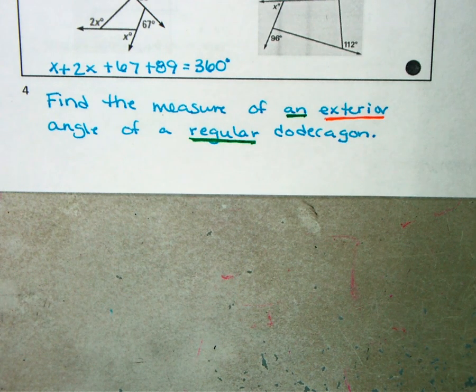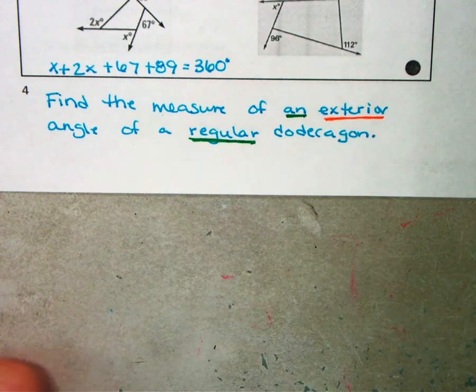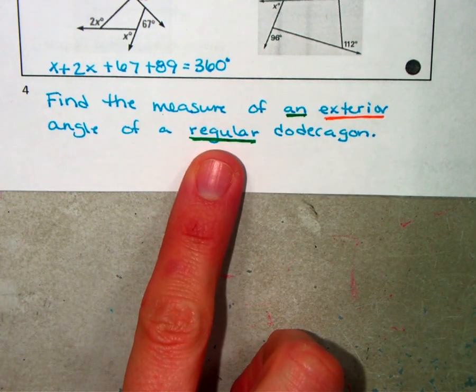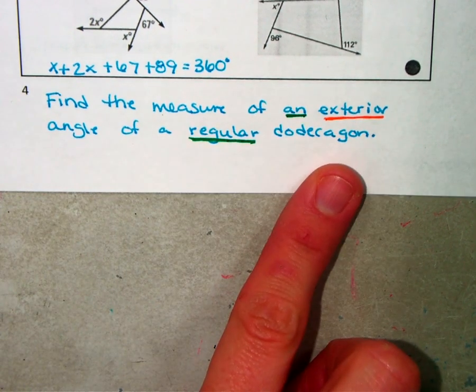Those are really the important words there because the word "an" means I just want one of them, right? So you're going to have to really focus when you're doing your homework tonight. Am I finding one of them or am I finding all of them? It would be ridiculous for me to ask you to find all of them, right? Because all of them is 360 every time. So if I asked you to find all of them, it would be 360. I don't even have to figure anything out. So most of the time, if we're dealing with exterior, we're looking for one exterior angle of a regular. That means they're all the same.